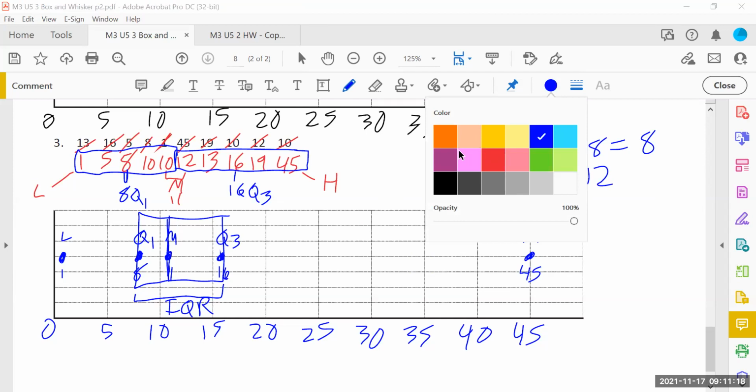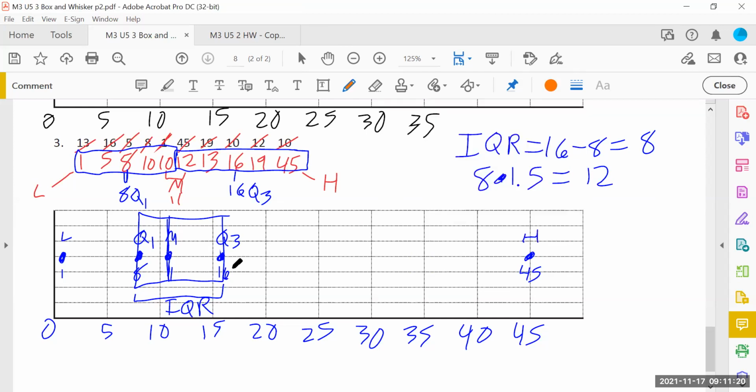If you want to draw that in here, so 16 plus 12. 16 plus 12 is 28. So right in here, 28 is my upper boundary. And then I go down to Q1, 8 minus 12 is -4. My lower boundary is off my graph.